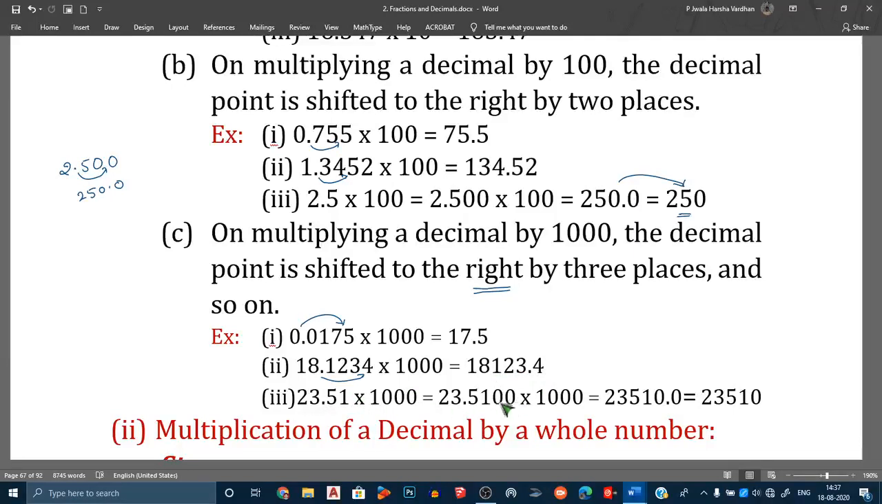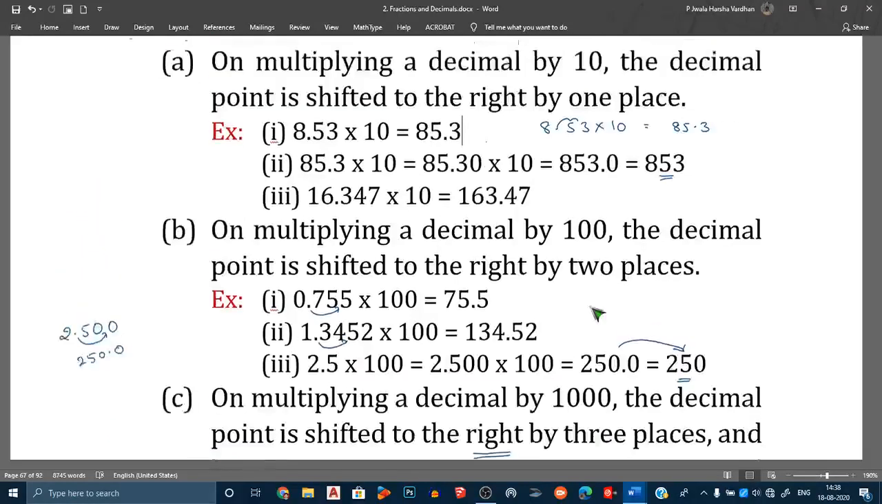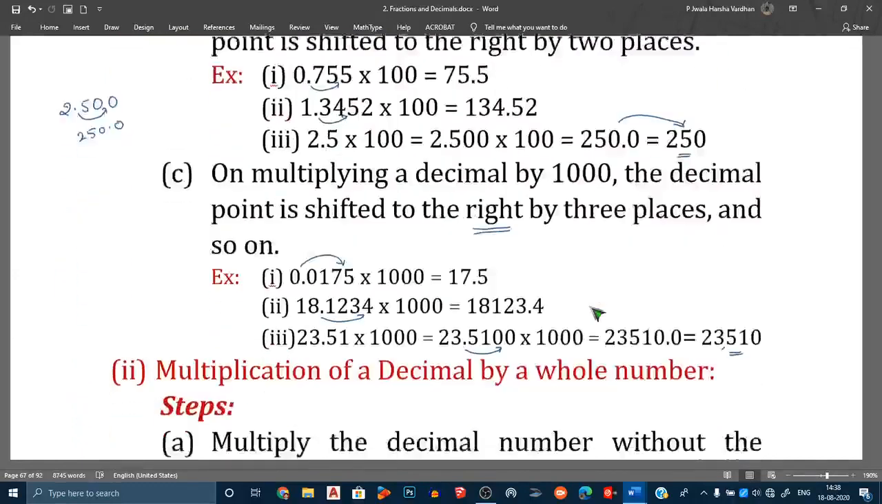Here, 23.51. After the digit only 2 digits are there. We can annex 2 more zeros to shift that point. For our convenience, we are annexing 2 more zeros here, and then we have to shift this point after 3 digits. Okay. So now it is 23510.0, which is 23,510. So this procedure you can continue to 10,000, 1 lakh, anything. For anything you can continue this same procedure.